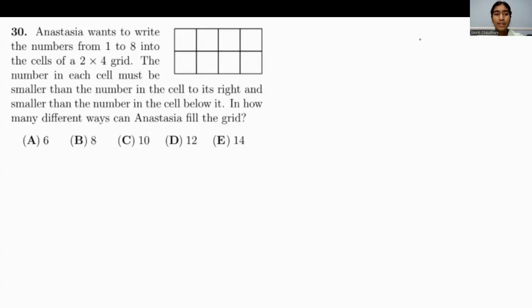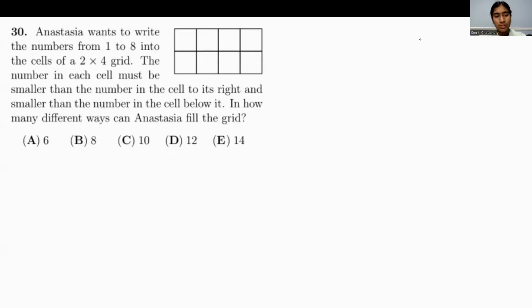Number 30. Anastasia wants to write the numbers from 1 to 8 into the cells of a 2x4 grid. The number in each cell must be smaller than the number in the cell to its right and smaller than the number in the cell below it. In how many different ways can Anastasia fill the grid?